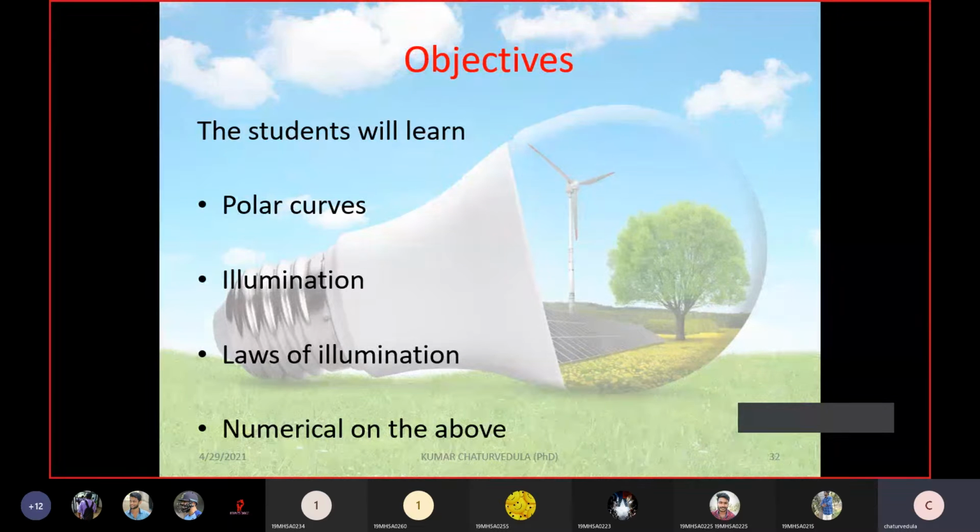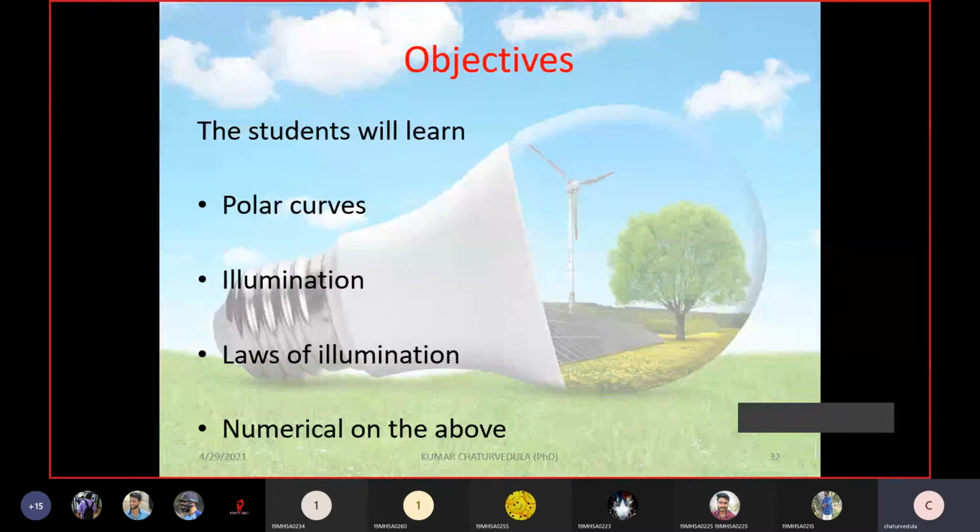Okay. So coming to polar curves, what is a polar curve? Before understanding this, yesterday we discussed two important definitions: mean horizontal candle power and mean spherical candle power. If you know these two things, that means the amount of light in terms of the horizontal plane and in terms of the vertical plane, then the polar curve is nothing but the graphical representation of these two parameters.